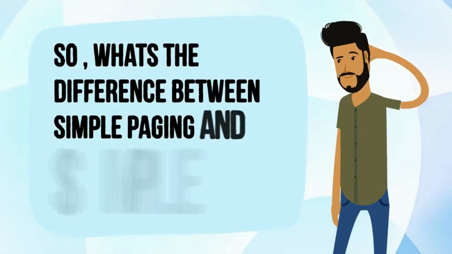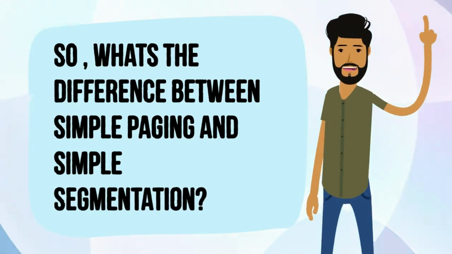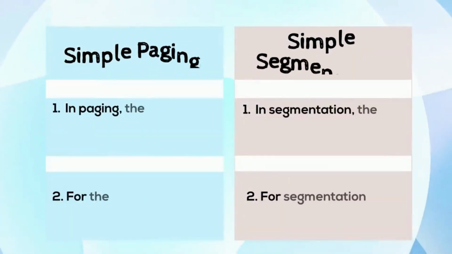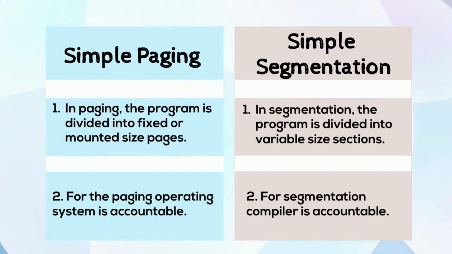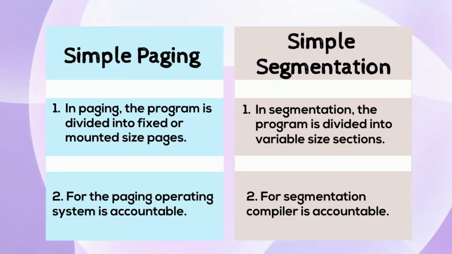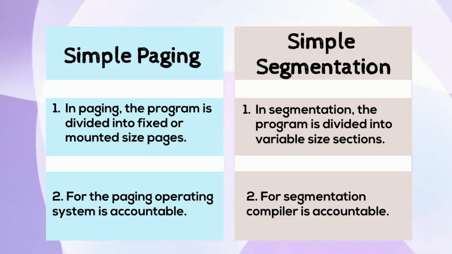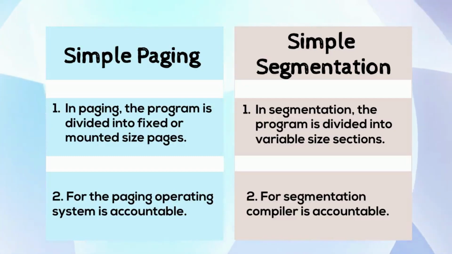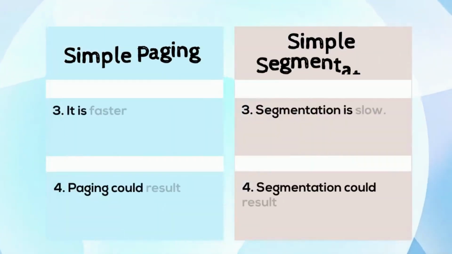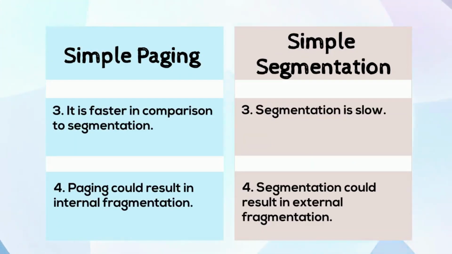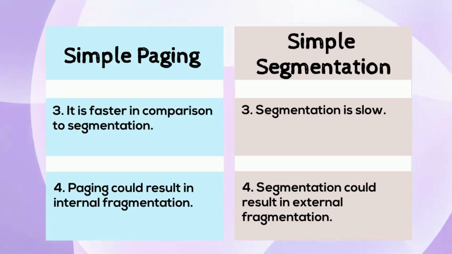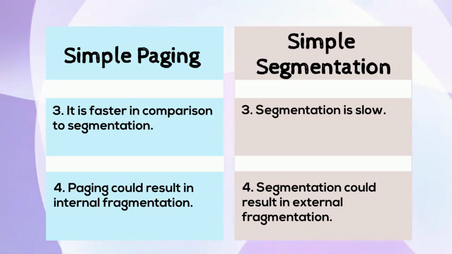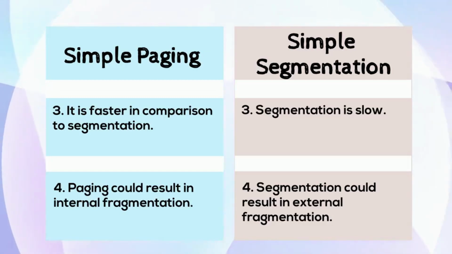So, what's the difference between simple paging and simple segmentation? In paging, the program is divided into fixed-size pages, while in segmentation, the program is divided into variable-size sections. For paging the operating system is accountable, but for segmentation the compiler is accountable. Paging is faster in comparison to segmentation, while segmentation is slow. Paging could result in internal fragmentation, while segmentation could result in external fragmentation.